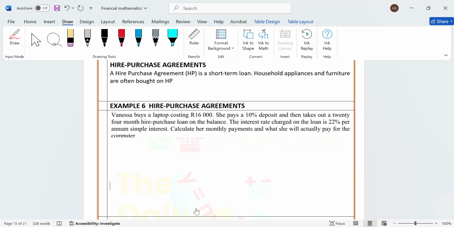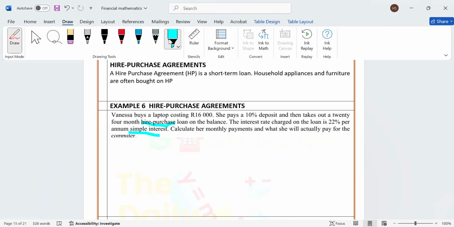Here they say she pays a 10% deposit and then takes out a 24-month hire purchase loan. Keyword, hire purchase. This means we need to use the simple interest formula. As soon as we see those words, they don't have to repeat simple interest. The interest rate charged on the loan is 22% per annum simple interest. Sometimes they will just say 22% per annum. Calculate her monthly payments and what she will actually pay for the computer.